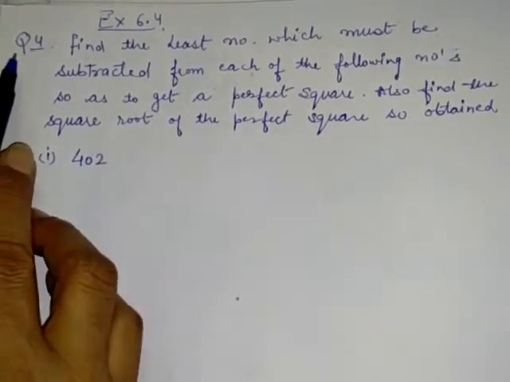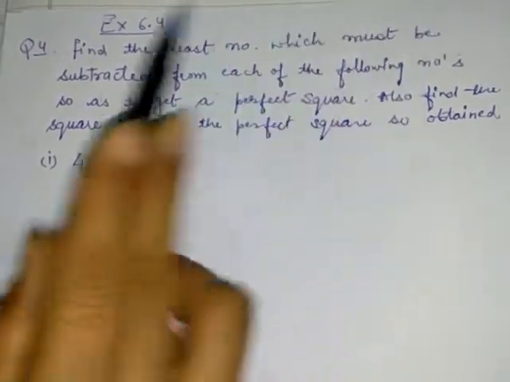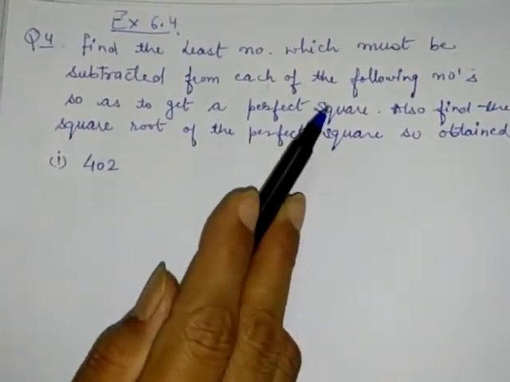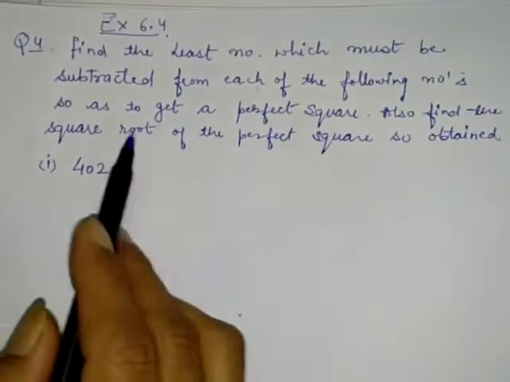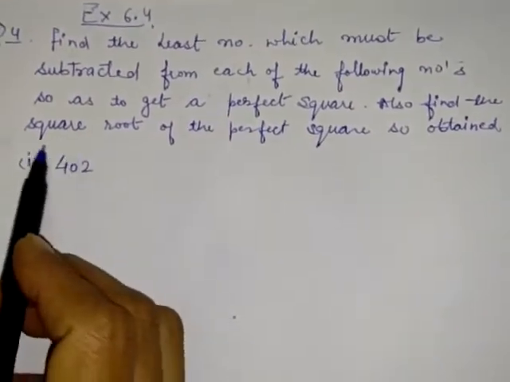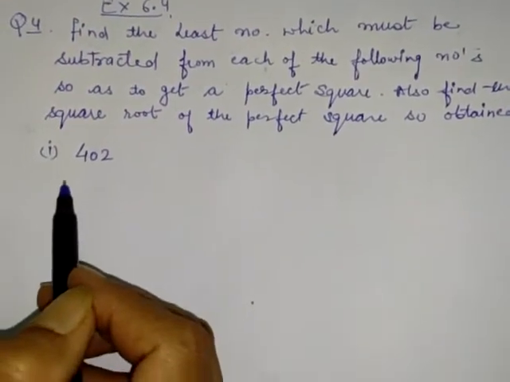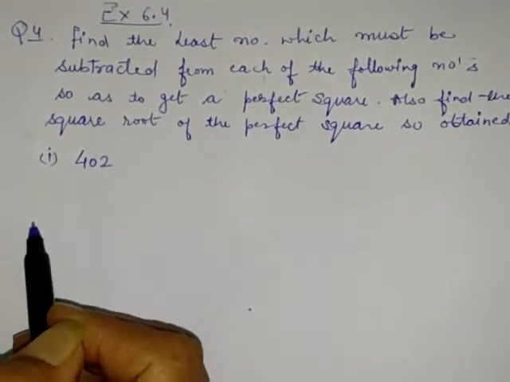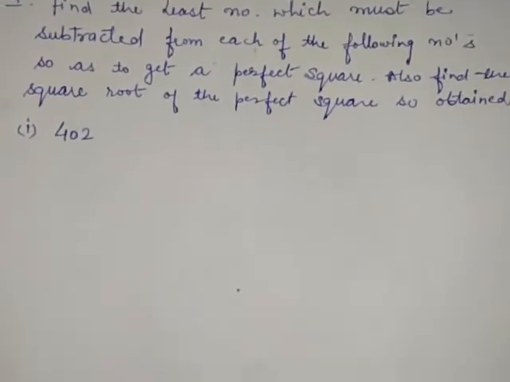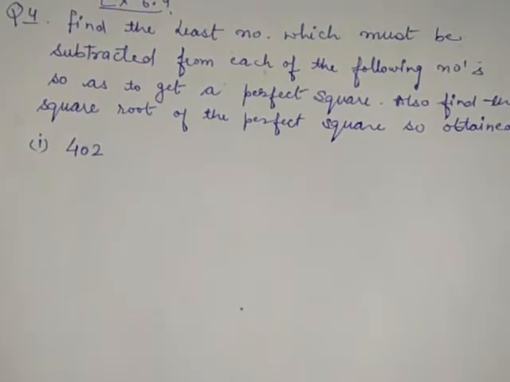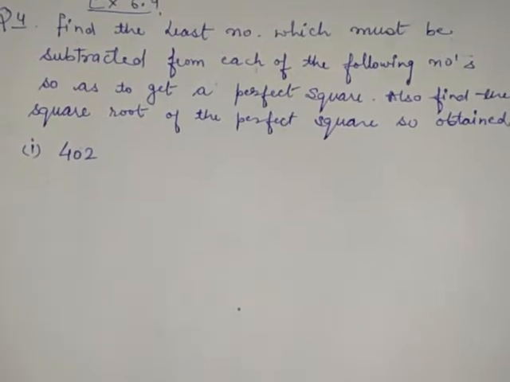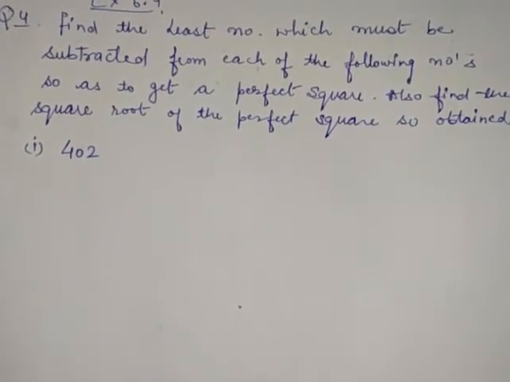Beta, question number 4: find the least number which must be subtracted from the given numbers so as to get a perfect square, and also find the square root of the perfect square number. It means that the given number is not a perfect square, and something must be subtracted from it to get a perfect square. You are going to find that number. Students, in my earlier video, I told you about the smallest number by which we must multiply or divide to get a perfect square.